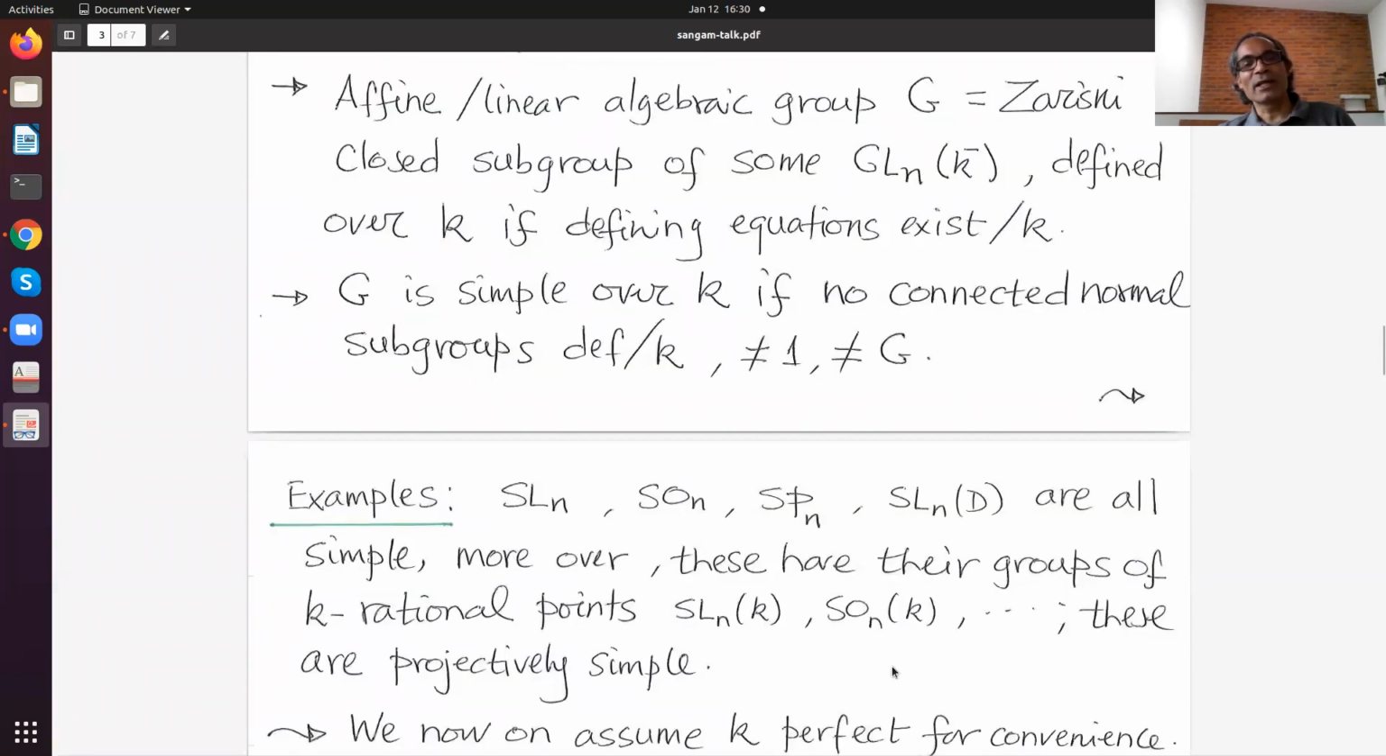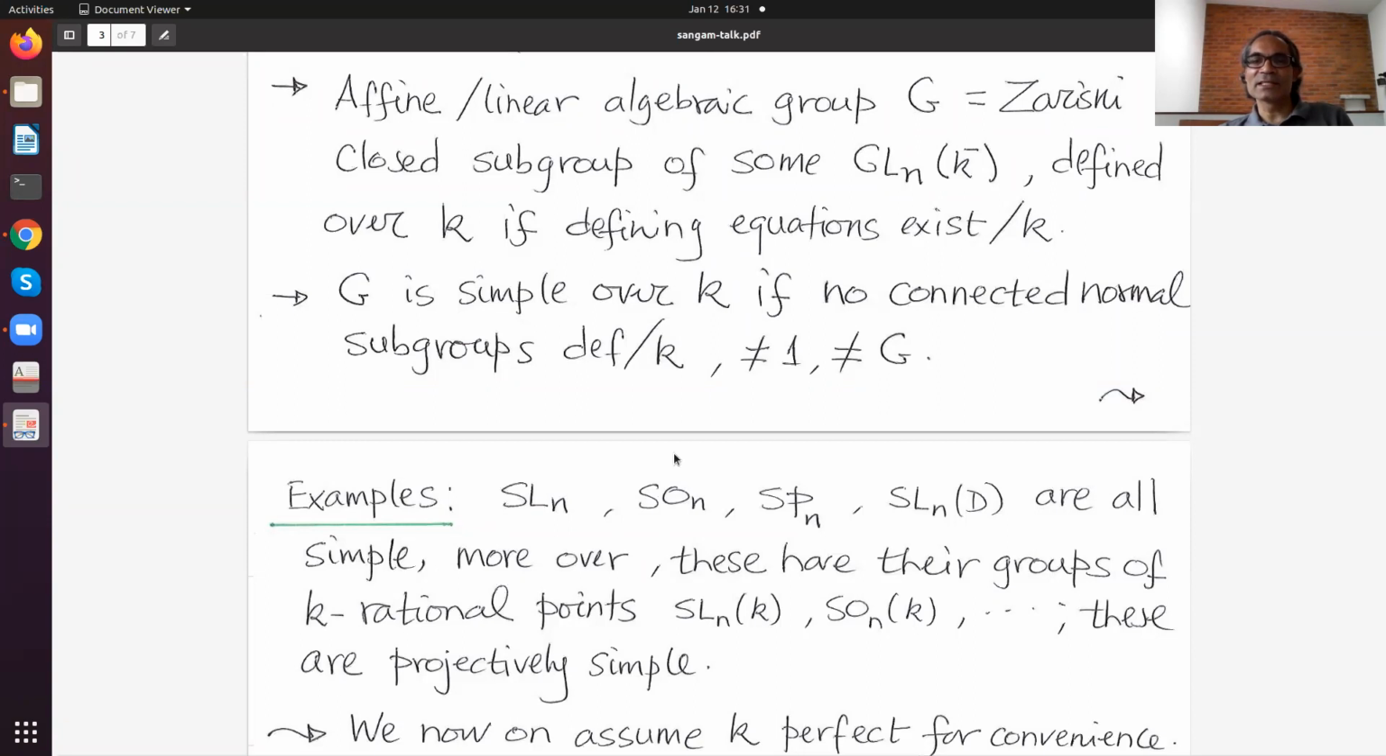For example, you can look at SL_n, SO_n, SP_n, SL_{n,D}. These are all examples of simple algebraic groups. I did not tell you what SL_{n,D} as an algebraic group is, but let's go ahead with this. This is more or less correct. And their group of K-rational points. So what does this mean? These groups are defined by certain polynomial equations, and you are just looking at solutions which live over K. That is an abstract group, called the group of K-rational points of these algebraic groups.